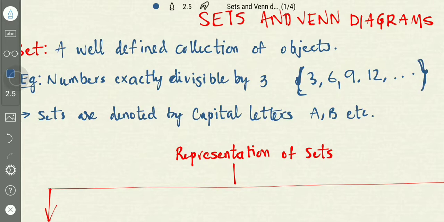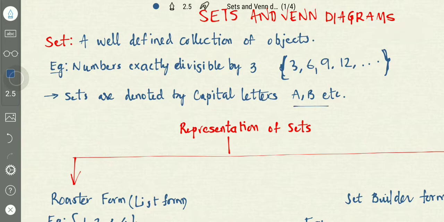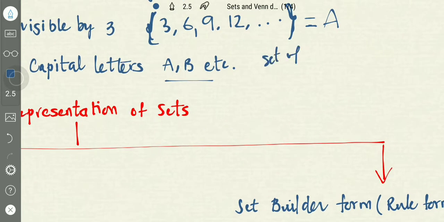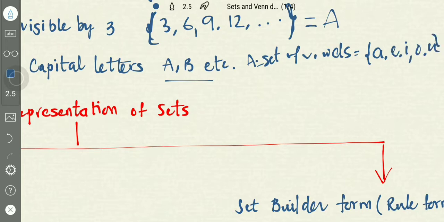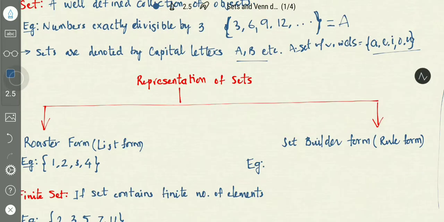It is represented by flower brackets. The sets are denoted by capital letters A, B, C, D, like that. For example, this is a set A. And the elements of the set are represented by small letters. For example, let us say A is a set of vowels. Then we write the elements of set as a, e, i, o, u. A is a set of vowels, then a, e, i, o, u are elements of set A.